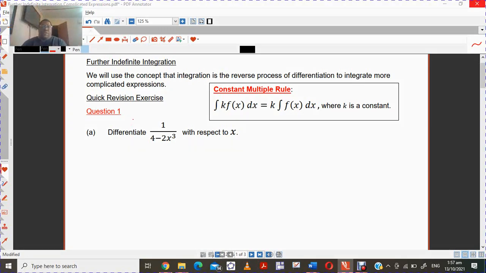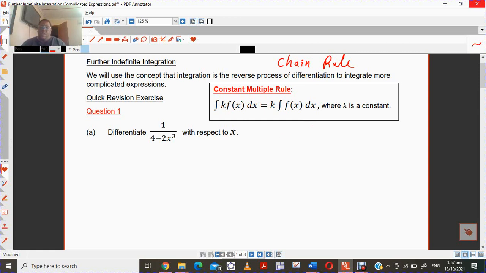So I'm looking at quite a number of complicated expressions where we have to apply the concept that integration or antiderivative is the reverse process of differentiation. So you should also perhaps just do a little bit of revision work on the chain rule. That is what you also perhaps need to look at. Okay, and then also I have written down the constant multiple rule.